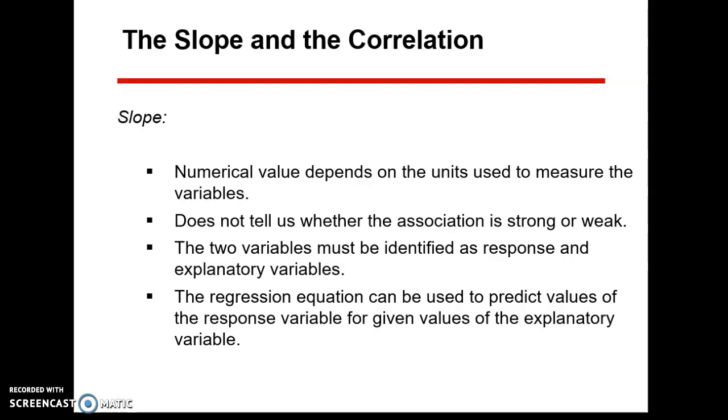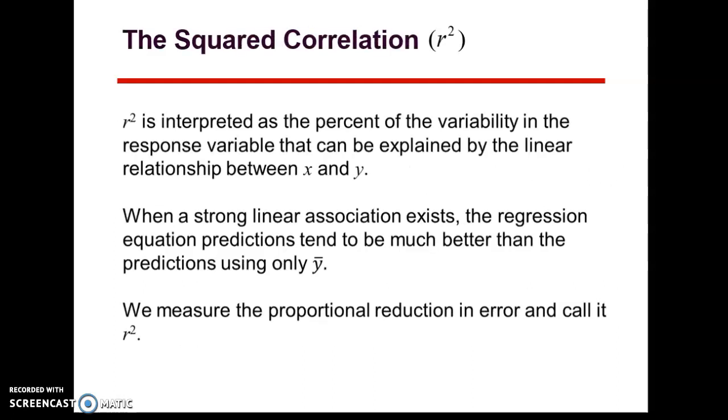Two variables must be identified as response or explanatory variables. And the regression equation can be used to predict values of the response variable for given values of the explanatory variable. That is for the slope. R squared, the squared correlation, remember r was the correlation, is the percent of variability in the response variable that can be explained by the linear relationship between the x and the y.